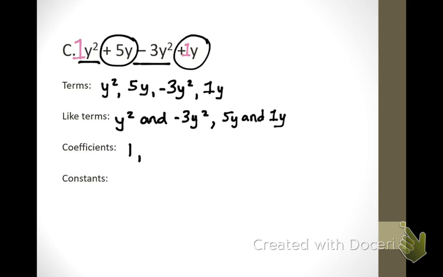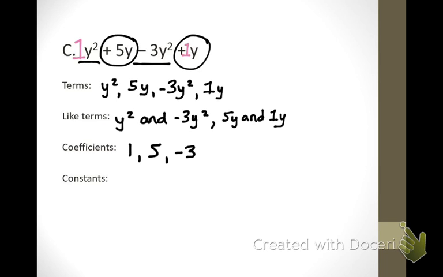Are there any other coefficients in my original problem? Read from left to right. Okay, we just dealt with this first one, the 1y squared. What about the next one? Is there a number that's attached to that second term? A 5. Okay, so my next coefficient is a 5. What about the next term? Negative 3, very good. And what about the last one? 1, okay? Now notice I have a 1 here at the beginning and a 1 here at the end. You do not have to rewrite that there's a 1, or you can if you want to. It does not matter to me.